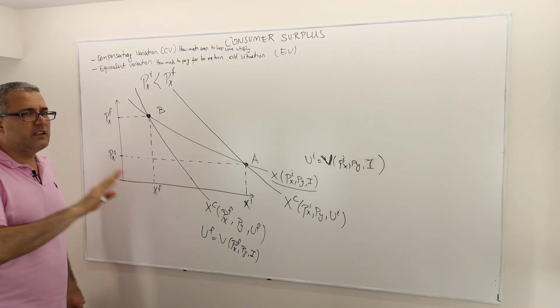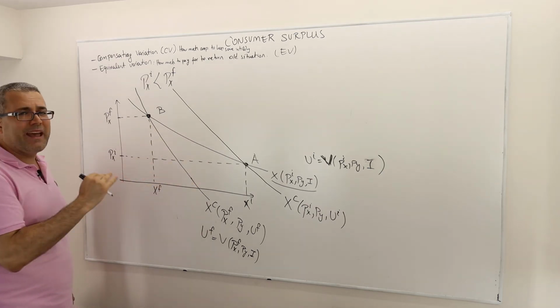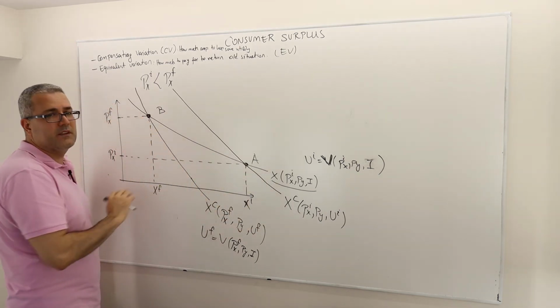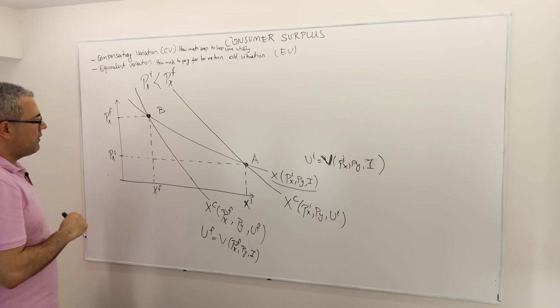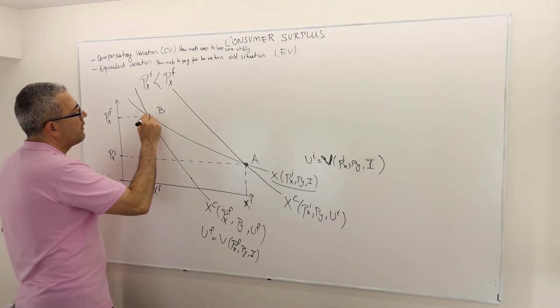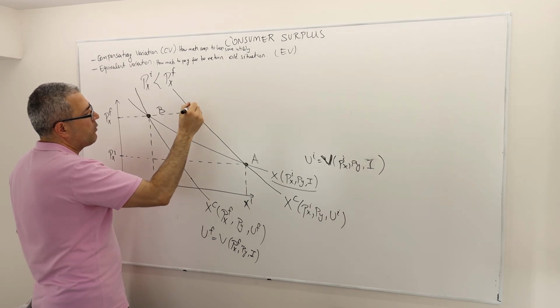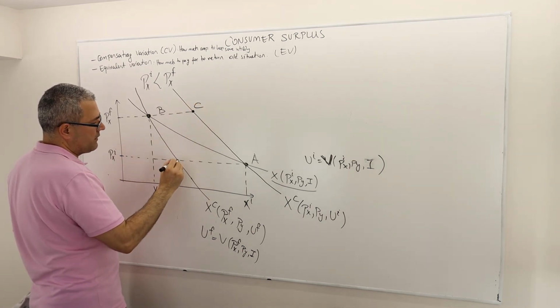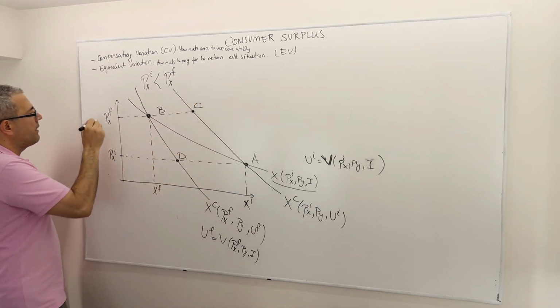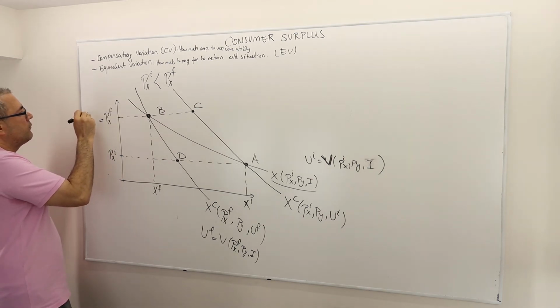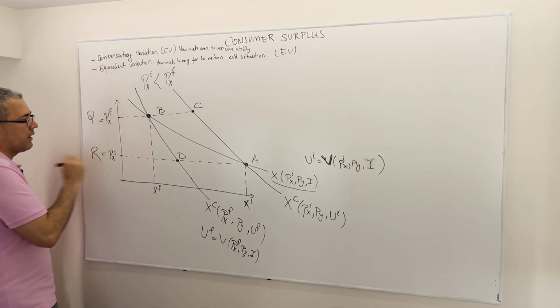Again, they are not indifference curves. These are demand curves. This is the Hicksian demand. This is the Marshallian demand. This is the Hicksian demand. All right. So let's put letters here. This is A, B. I'm going to call this C and this point D. And then I'm going to call this Q, and I'm going to call this R.